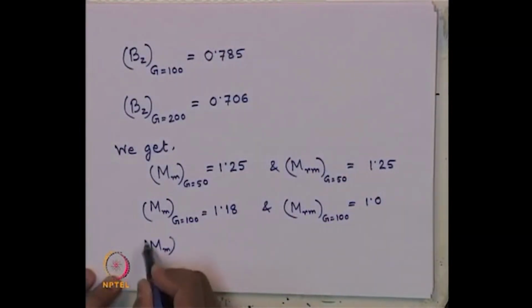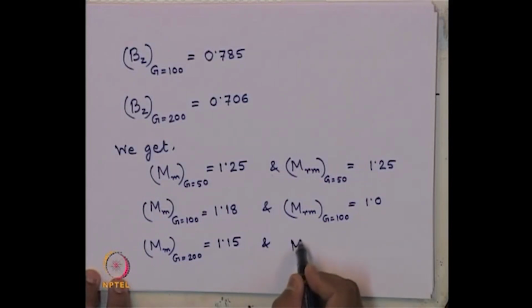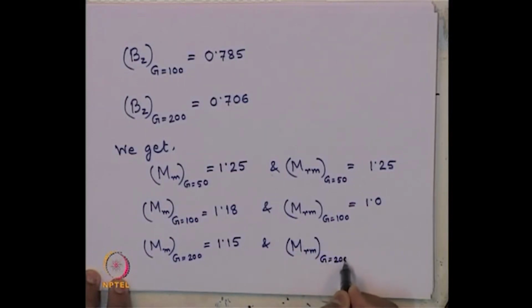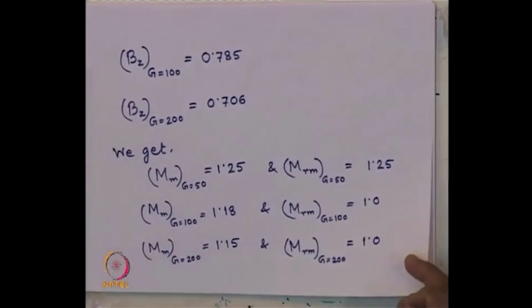Similarly, MM for G equals 200, I am reading the value from the design chart as 1.15, and MRM for G equals 200 also remains 1. It will always be better if you blow up or magnify the available design chart and then read it using a scale properly. That is the better way to read the correct values.